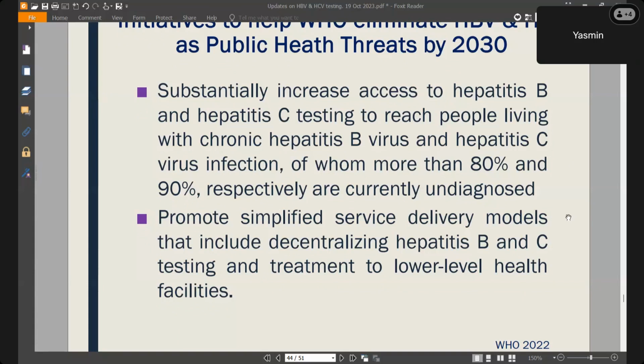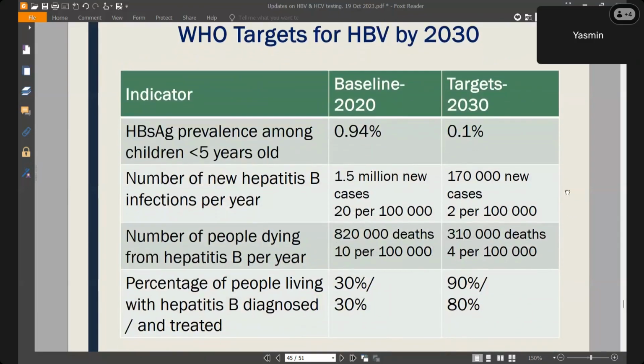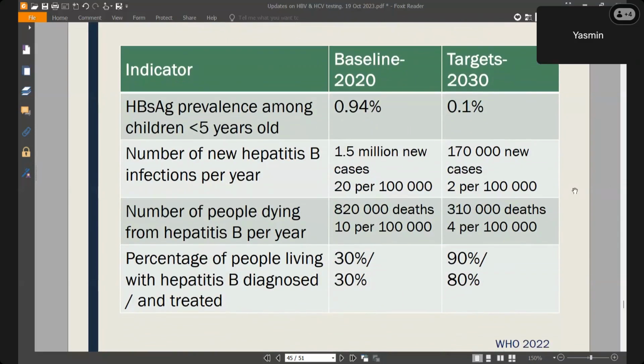So what is this that we want to eliminate? Just a couple of slides on what the target is. Very ambitious, right? In terms of levels up to 2030 only: number of new cases from 20 per 100,000 to only 2 per 100,000, dying from 10 per 100,000 to only 4 per 100,000. But what's important is the last one, percentage of people living with Hep B diagnosed and treated.